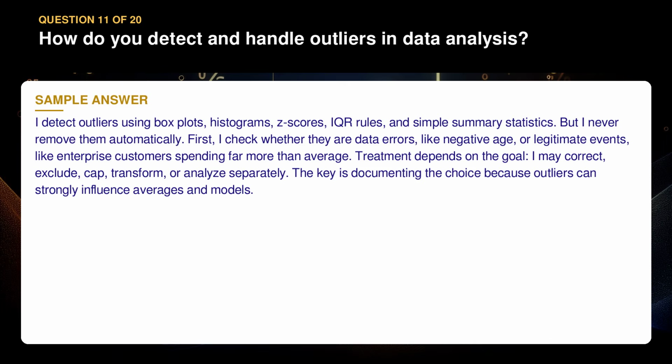I detect outliers using box plots, histograms, z-scores, IQR rules, and simple summary statistics. But I never remove them automatically. First, I check whether they are data errors, like negative age, or legitimate events, like enterprise customers spending far more than average. Treatment depends on the goal.